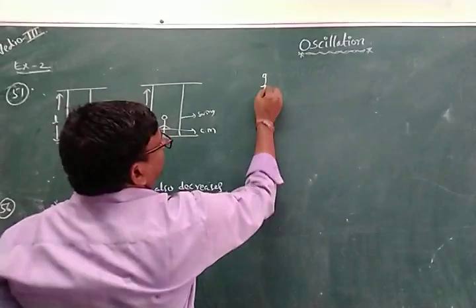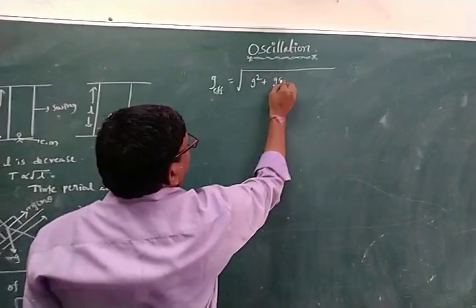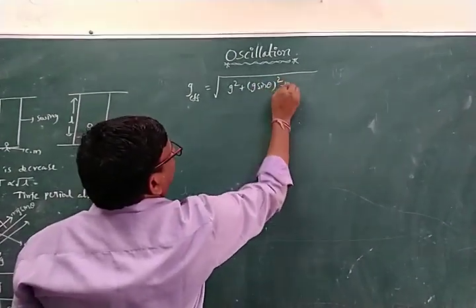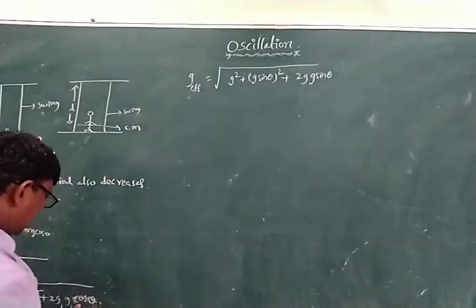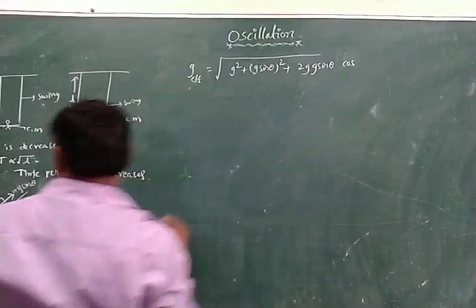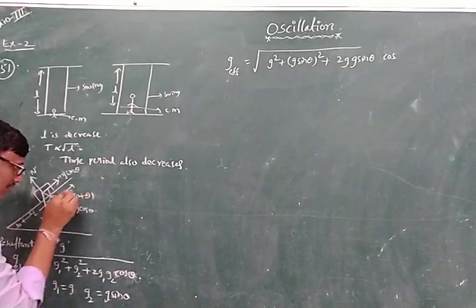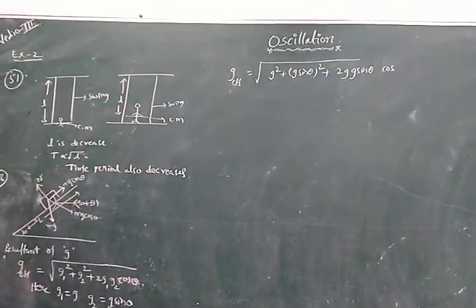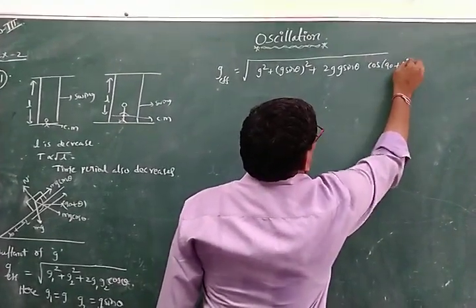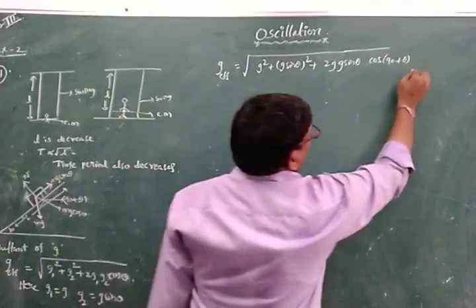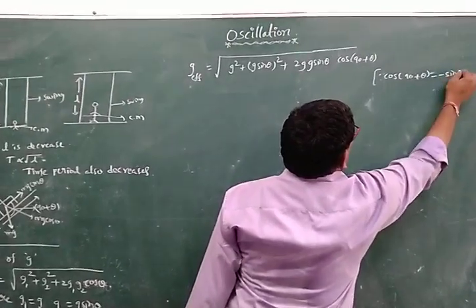g effective is equal to the square root of g square plus (g sin theta) whole square plus 2 g into g sin theta into cos of the angle. Because of this angle, how much is it here? It is 90 plus theta, the angle with the vehicle. The cos of 90 plus theta is equal to minus sin theta.